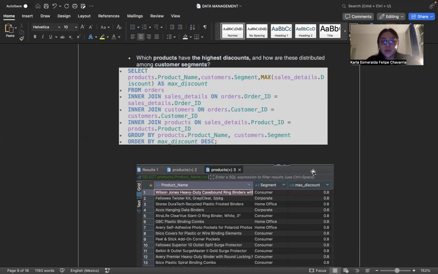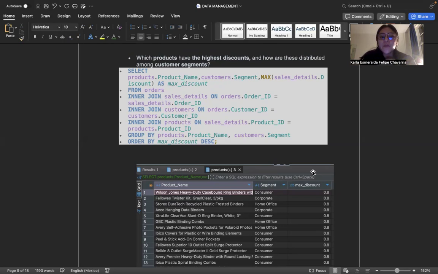And again, this query for me was kind of difficult because it was more than one table that was going to be joined, and more than two tables, sorry, mostly because again of the order of execution.